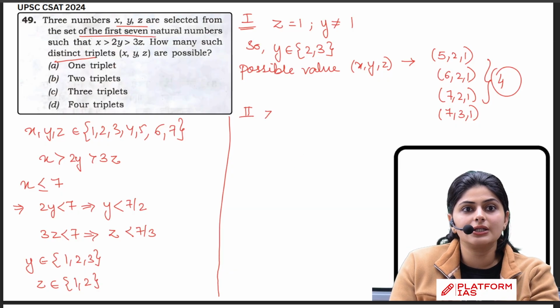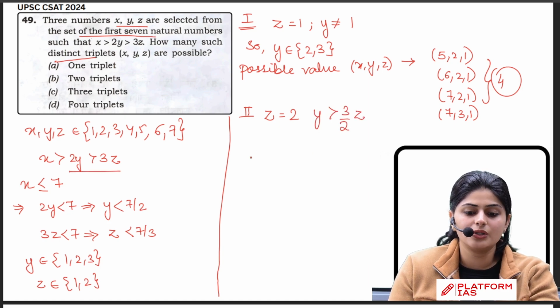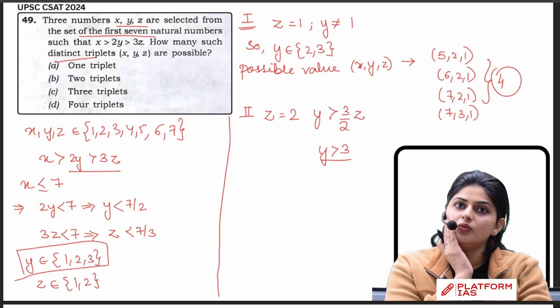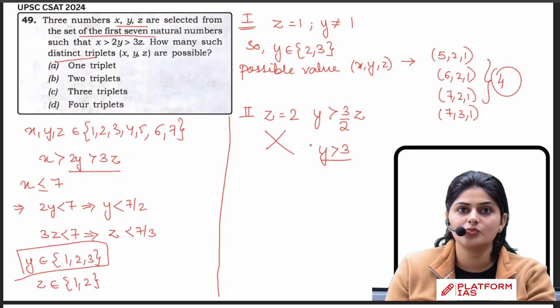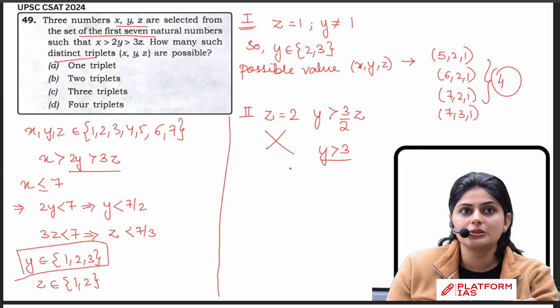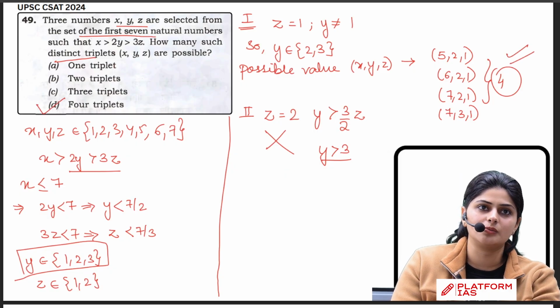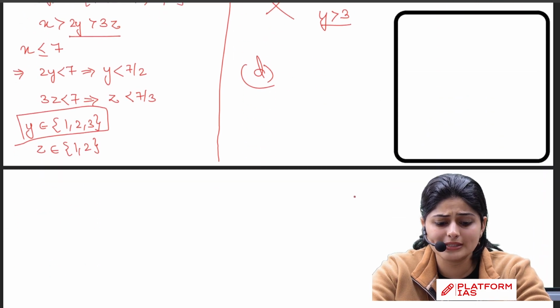Now the second case is when z is equal to 2. Then y is greater than 3 over 2z, and from this equation we can write y is greater than 3. But can y be greater than 3? No, because y only belongs to 1, 2 and 3, as we have already seen. So this condition is not possible. z cannot be equal to 2. So how many distinct triplets are possible in total? Only 4 distinct triplets. So your answer will be option D. I hope it's clear to you.